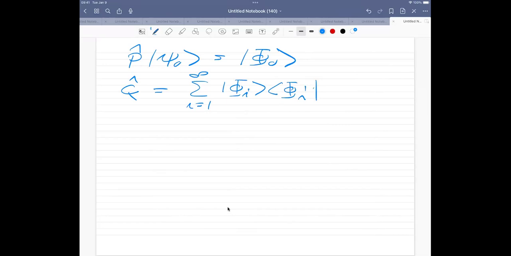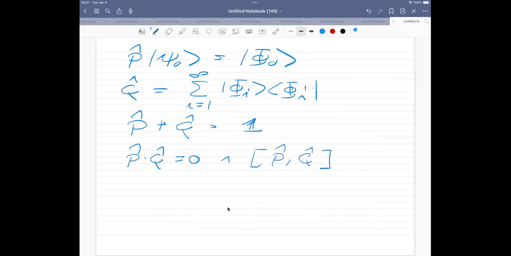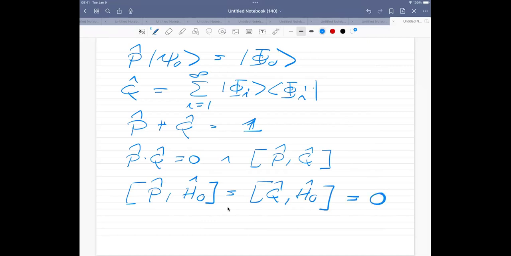And it's pretty straightforward then to see that P plus Q defines the completeness relation, and that P times Q is 0, which also means that they commute. And since phi is an eigenbasis of H0, that means also that P and H0 commute. So I'm trying to put hats on these quantities. It's not always that I'm consistent. So this is also equal to 0.